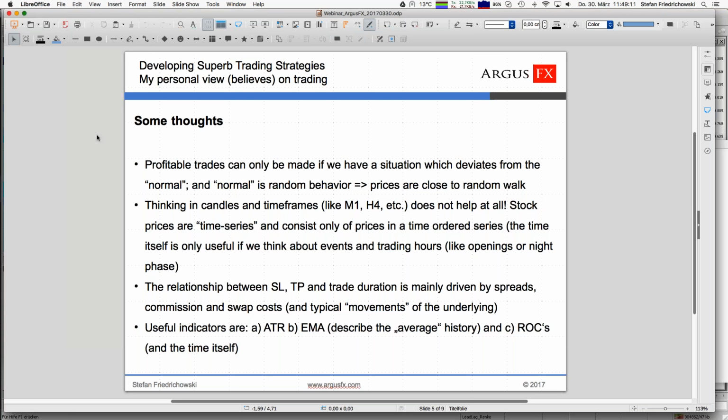How you define normal and not normal is still something in question, but it is needed, because we need those abnormal situations.